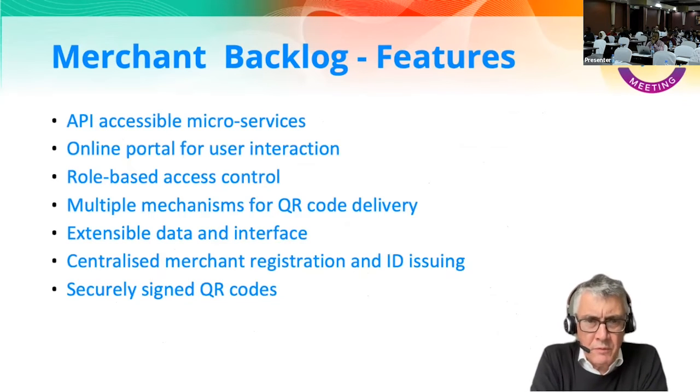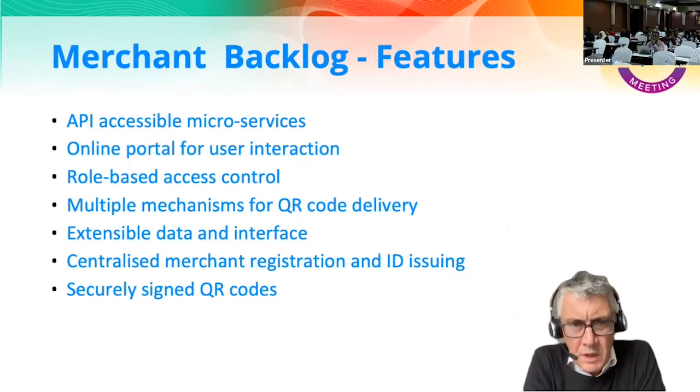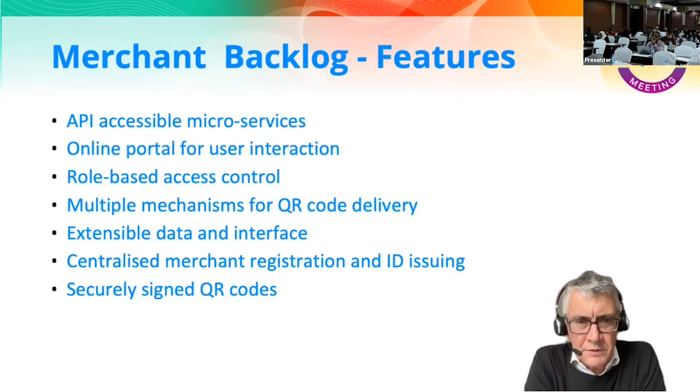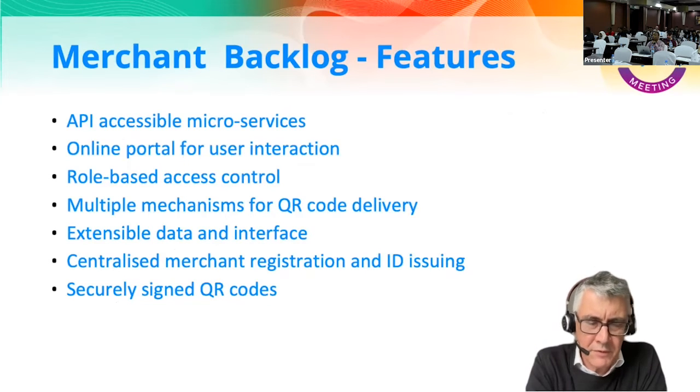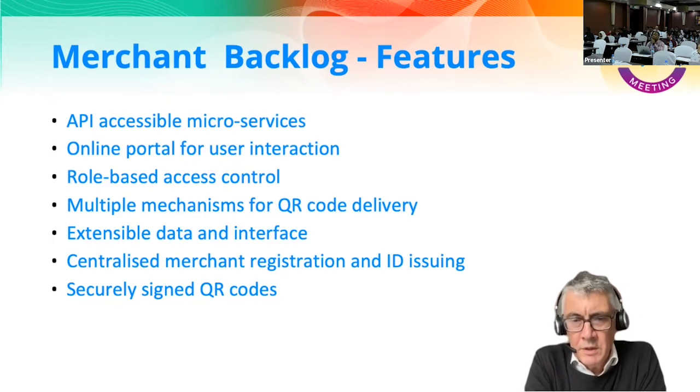These are the various features that we feel have to be available for merchant payments. API accessible microservices, an online portal for user interaction. Role-based access control is absolutely vital if we're going to get the security right. Why compromise the security of a closed loop hub by giving an insecure merchant payment service over the top? We envisage multiple mechanisms for QR code delivery. It can be via a payment scheme, it can be via the DFSPs. Extensible data and interface, a centralized merchant registration and ID issuing, though DFSPs can act on behalf of a merchant, and securely signed QR codes.